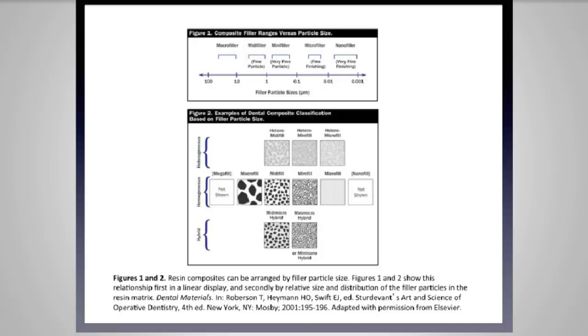So in the middle column of the examples of dental composite classifications based on the filler particle size, you can see that the megafill isn't shown because it's too large for the schematic. Then you have the macrofills, which are rather large, and the midfills and the minifills, the microfills, which are very, very small in the pixelation, and of course the nanofills, which can't be shown in this diagrammatic area.